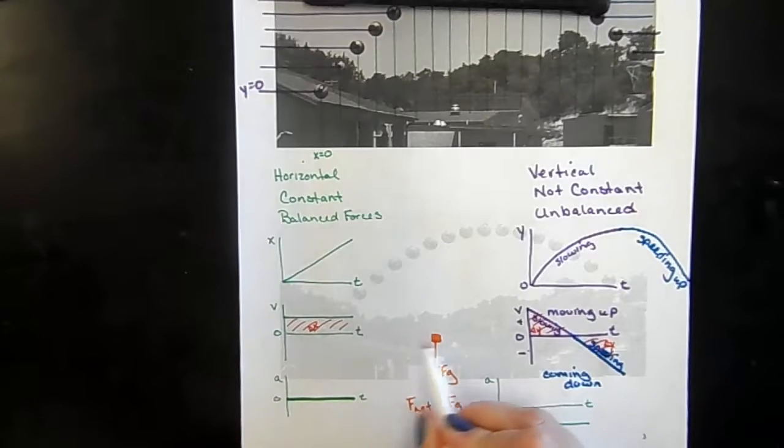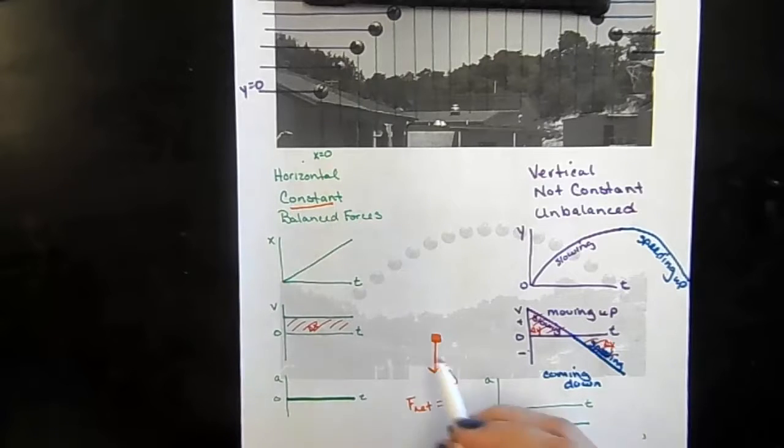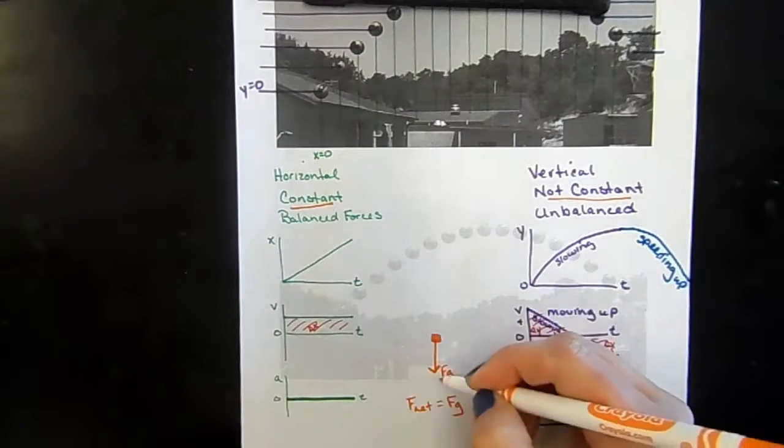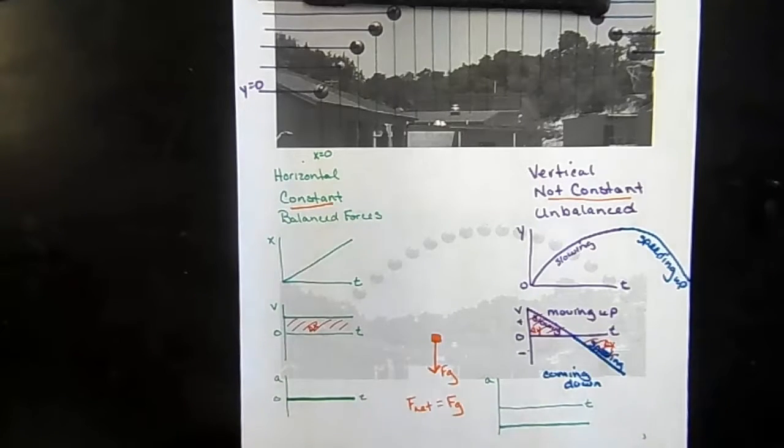Notice that we don't have any forces acting in the horizontal. That makes sense because we have a constant motion. There's no forces to change that constant horizontal motion. It is not constant in the y direction because we have an unbalanced force. And that unbalanced force is due solely to gravity. So the net force then is equal to the force of gravity.